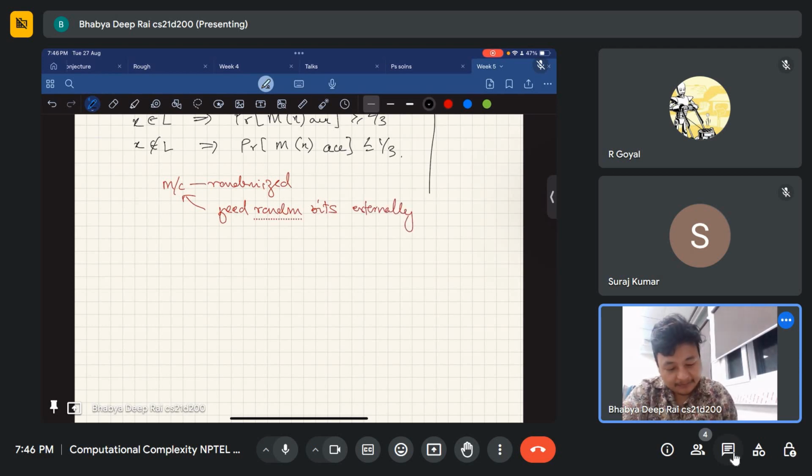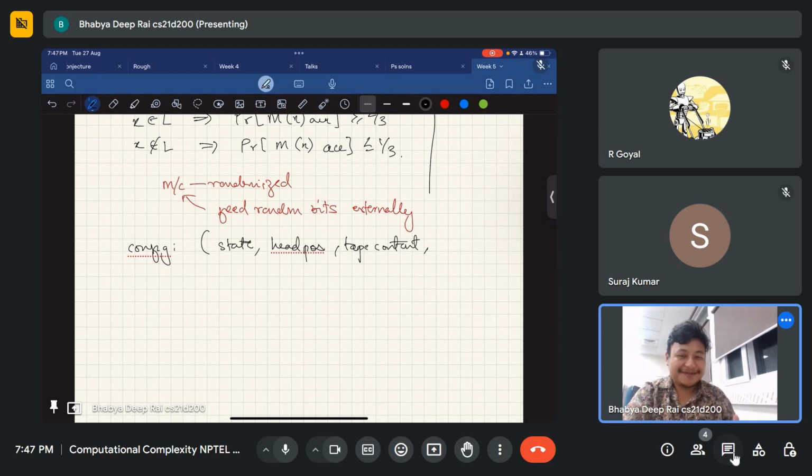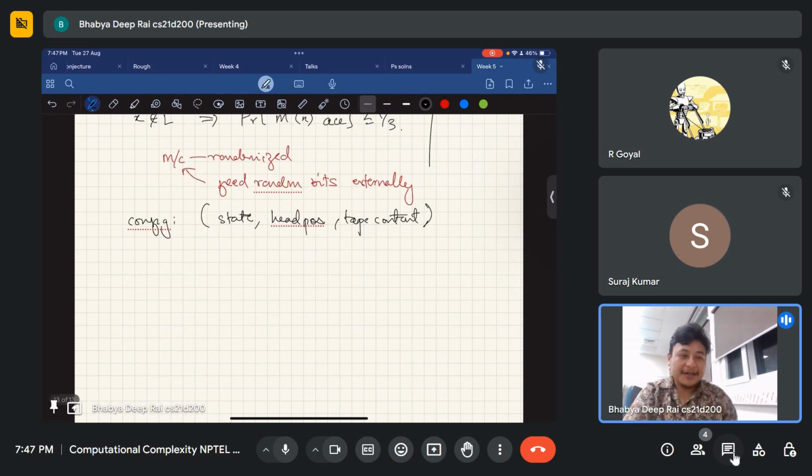And what does a configuration of a Turing machine have? It should have the state, head position, and tape content, and the coin toss. But the coin toss is not exactly a part of the configuration, so we'll just leave it here. So this is the possible configuration. And remember, this was the argument to show that L is contained in P.